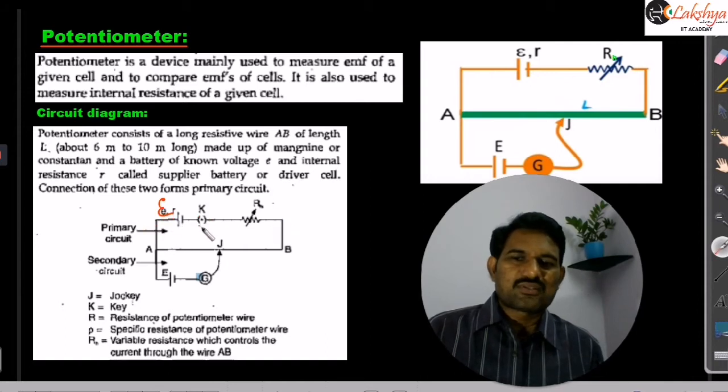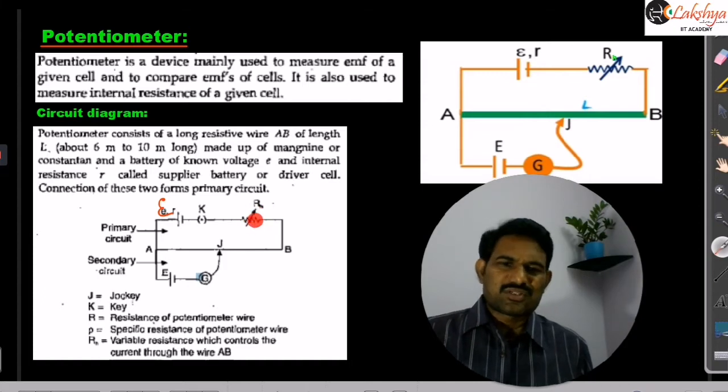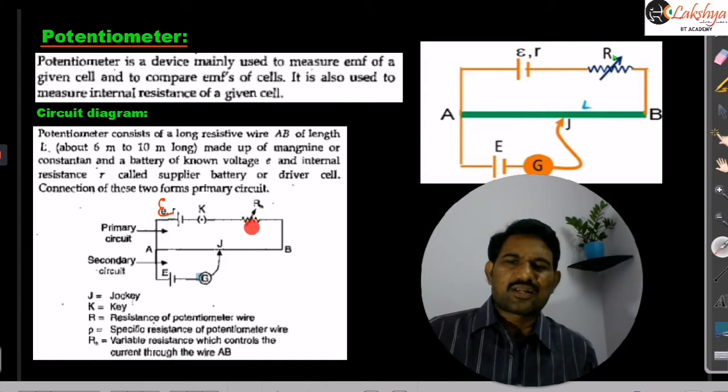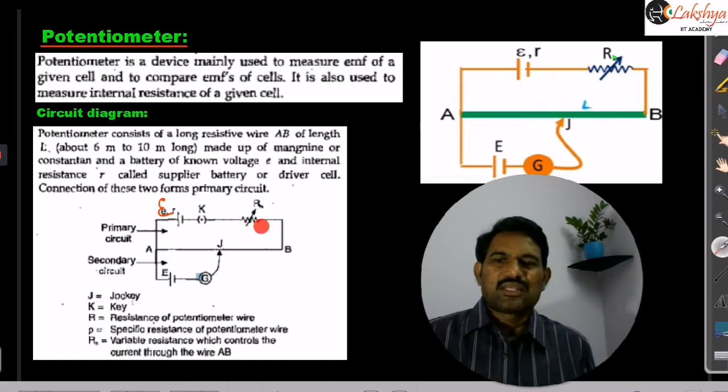So it consists of a cell of EMF E and internal resistance r, and this is the key here. And here this series resistance or rheostat resistance Rh, or sometimes it is represented with Rs. There is no importance for the symbols there. So some resistance will be there. So either Rh or Rs you can represent there. And this is the potentiometer wire.